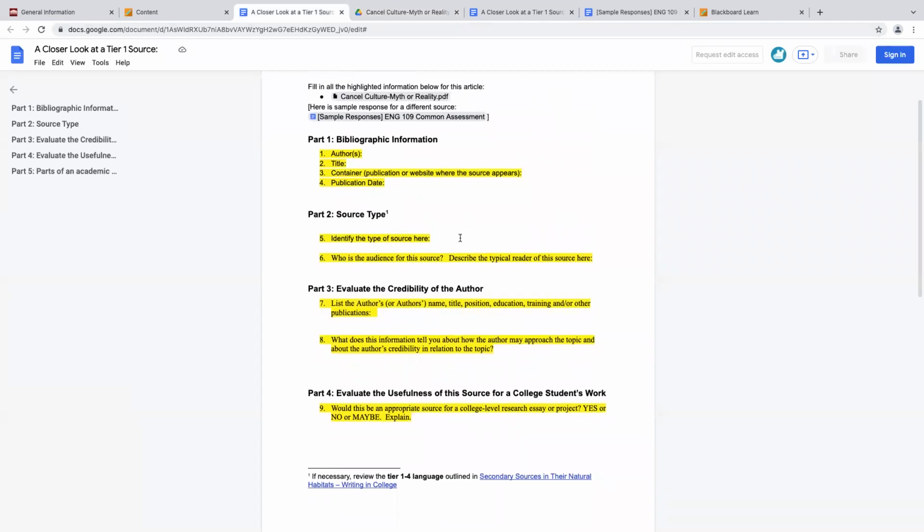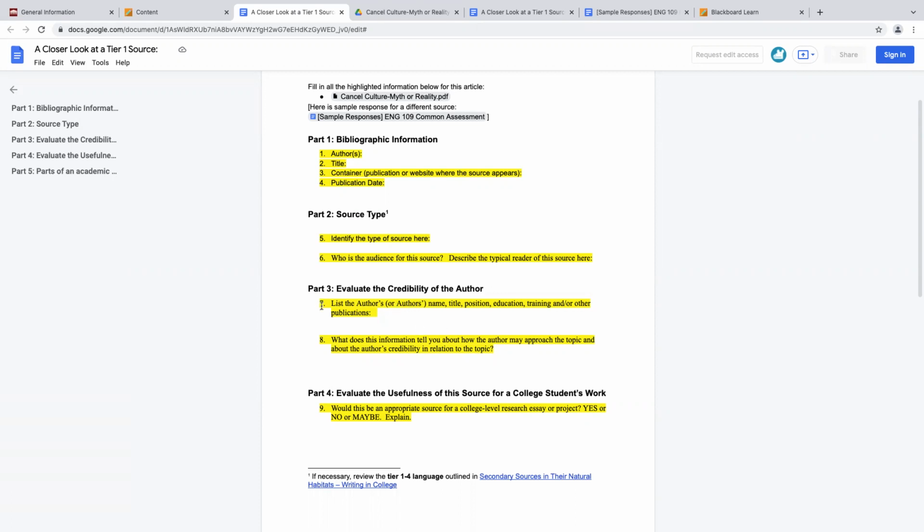Identify the type of source. Well, by the title of the assignment, you can figure out that it's a tier one source. And yeah, so you go from there. Now you should also then be able to answer, who is the audience? Describe the typical reader. You'll need to do a little bit of background thinking about the actual publication, based on your knowledge of how these publications work and what you read about in the Writing in College chapter, who the audience would be for that particular journal.